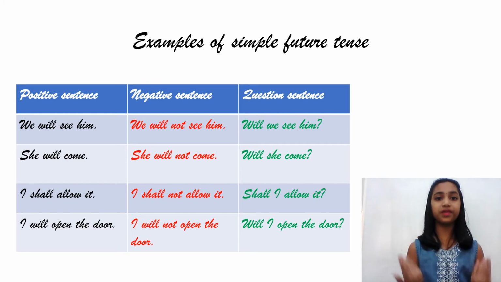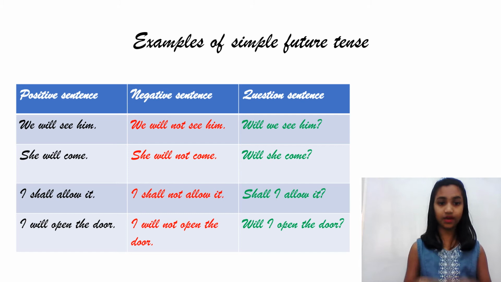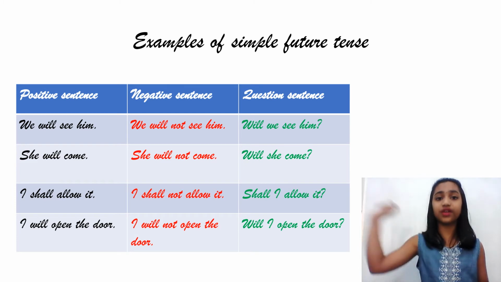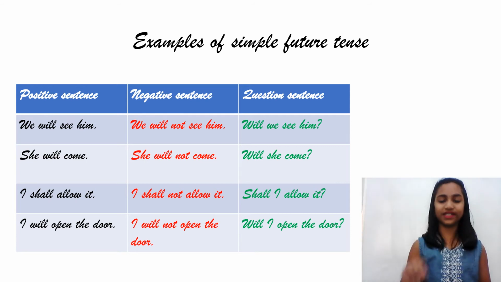I will open the door. How will we write it in a negative sentence? We write it like I will not open the door. How will we write it in a question format? We'll write will I open the door? But don't forget that at the end of a question sentence in simple future tense, you have to add a question mark. Okay? That makes the sentence complete.